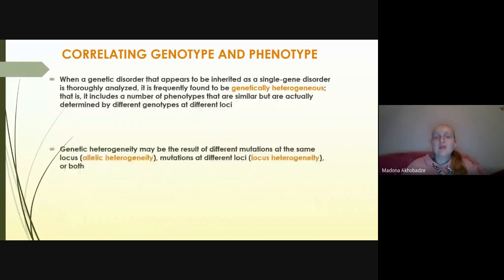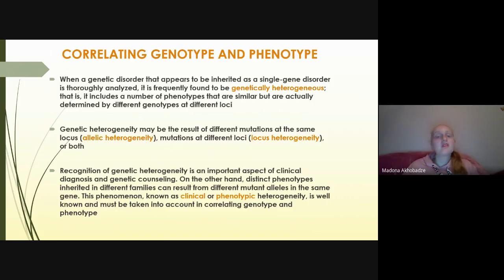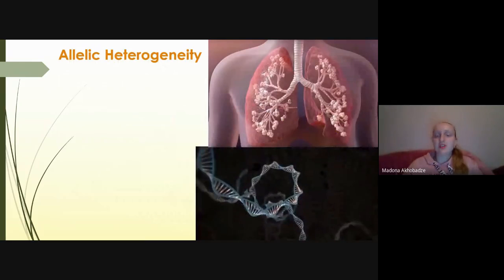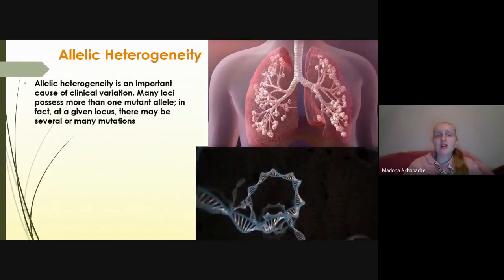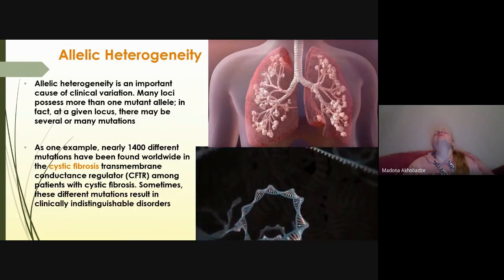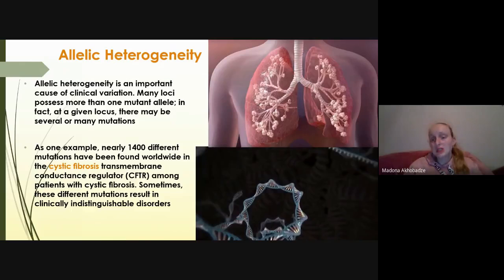So now let's talk about heterogeneity. Genetic heterogeneity may be the result of different mutations at the same locus, which is allelic heterogeneity, or mutations in different loci, which is locus heterogeneity. And we also have clinical or phenotypic heterogeneity. Examples of these are, first, allelic heterogeneity, which is due to different allele mutations, like cystic fibrosis, where more than 1,400 mutations are the cause of the disease.